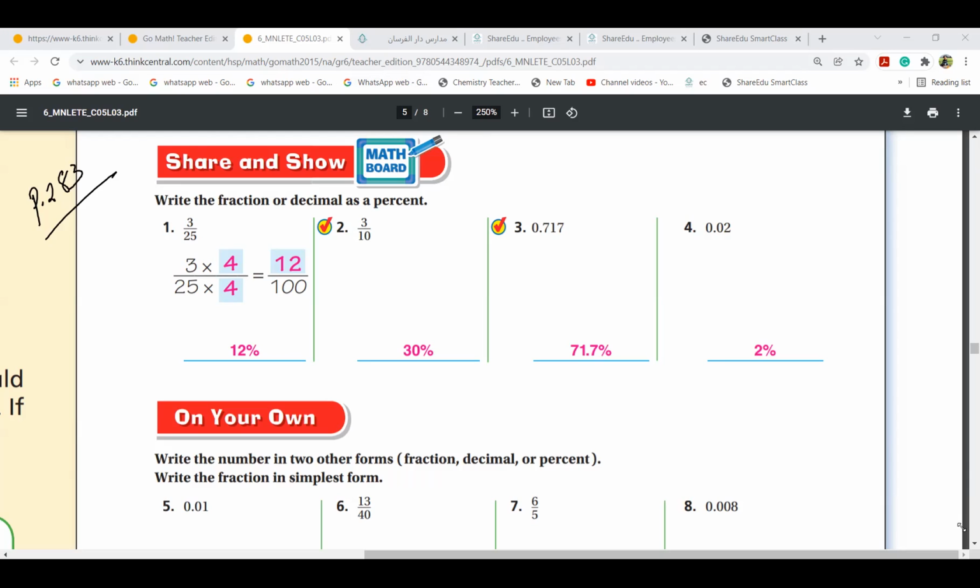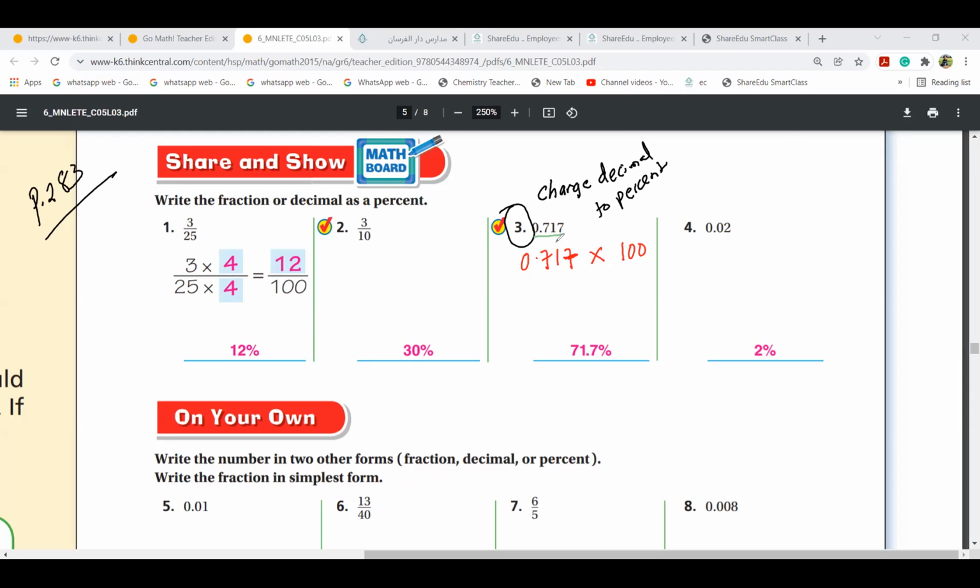Now, I think we need to do from question number 3, right? I told you when you need to change decimal to percent, we multiply by 100. Remember what you do? You multiply the decimal with 100. So if you multiply with 100, Feroz, please unmute yourself.